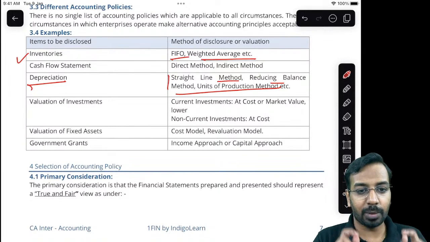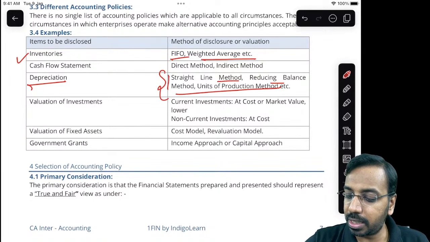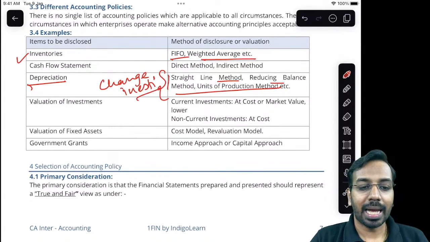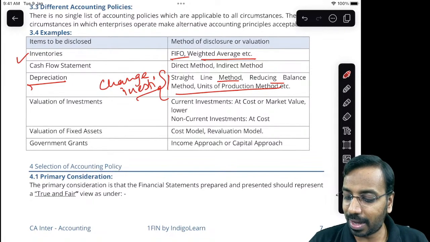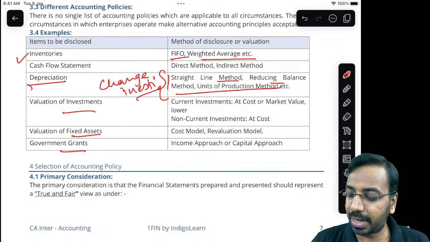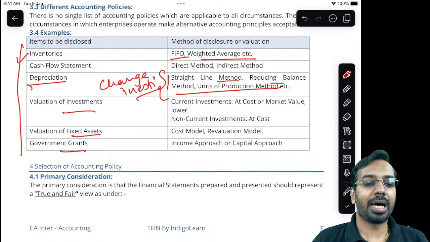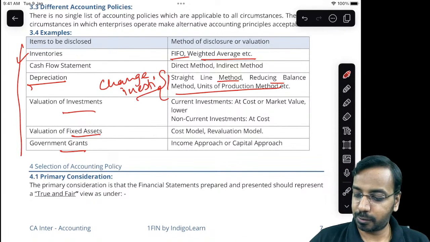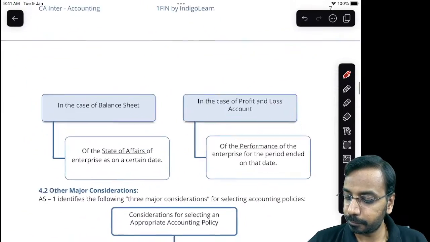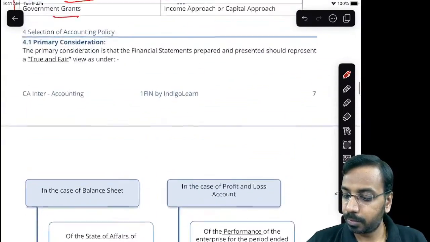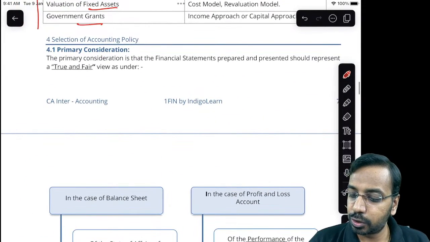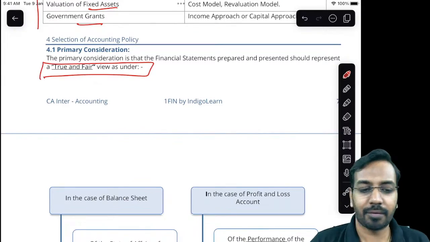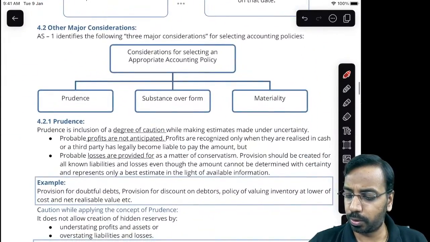But one thing you have to keep in mind, change in this method is considered to be a change in estimate. So it is both an accounting policy question as well as an estimate related question. Okay, valuation of investment, fixed assets, government grants, right? All of these are your accounting policy choices. Now, whenever you choose an accounting policy, you choose it so that there is a true and fair view. Okay, that's all you need to understand here.